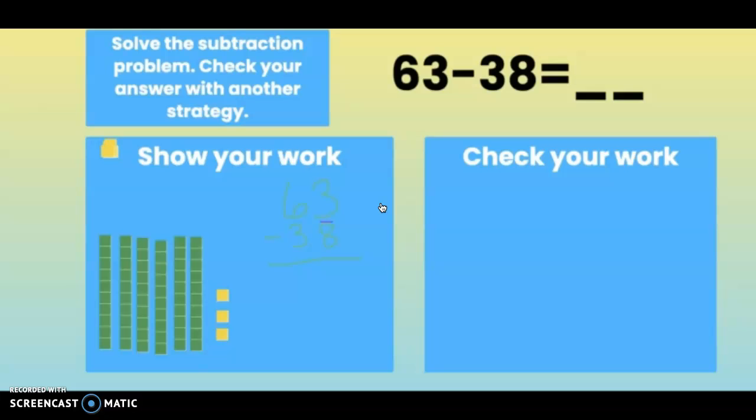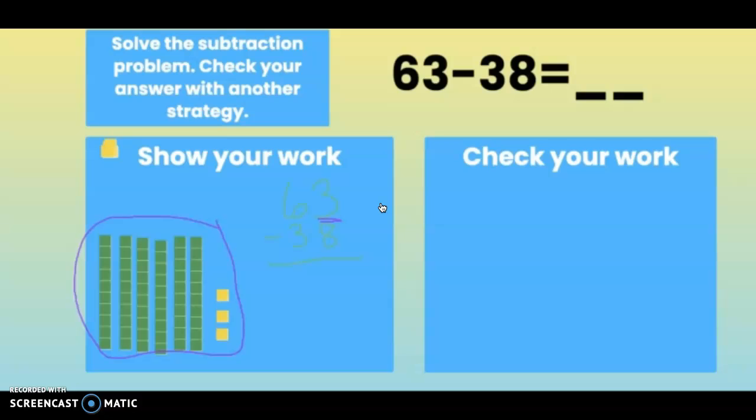We have 3 ones in the number 63, and we can see that right here. I built 63 with 6 tens and 3 ones. So if I needed to take away 8 ones, I'm going to have to regroup. So I'm going to show you the steps using the algorithm while I also use the base 10 pieces.